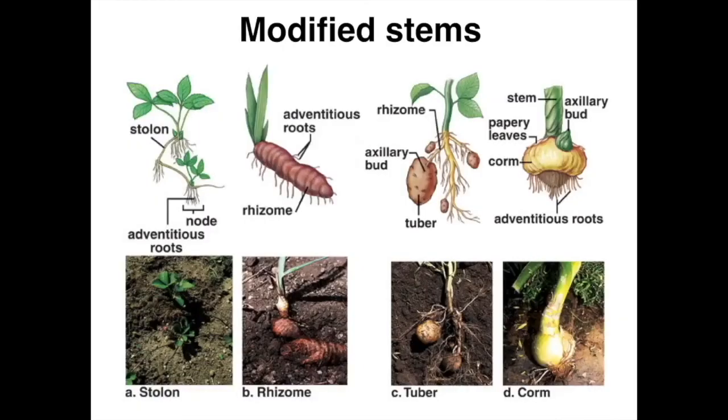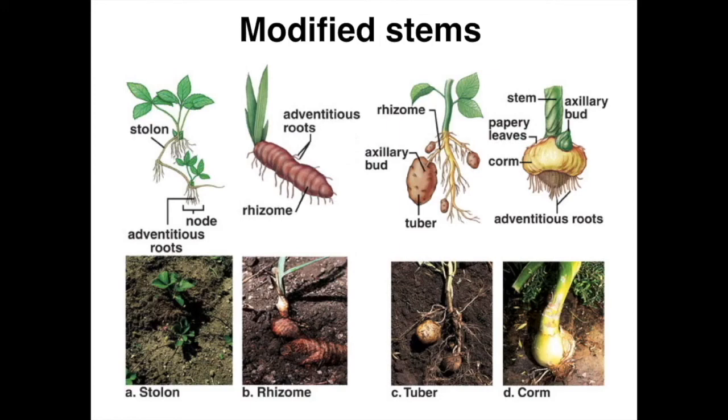Okay, here are some modified stems that you need to be aware of. Now, stolons do connect other plants together, such as with strawberries. Rhizomes, we saw that with ferns, an underground horizontal stem. Then we have something called a tuber. A tuber is actually a potato. It's an underground storage stem. Roots will grow off of it. So a potato is not a root, it is a tuber, a modified stem.